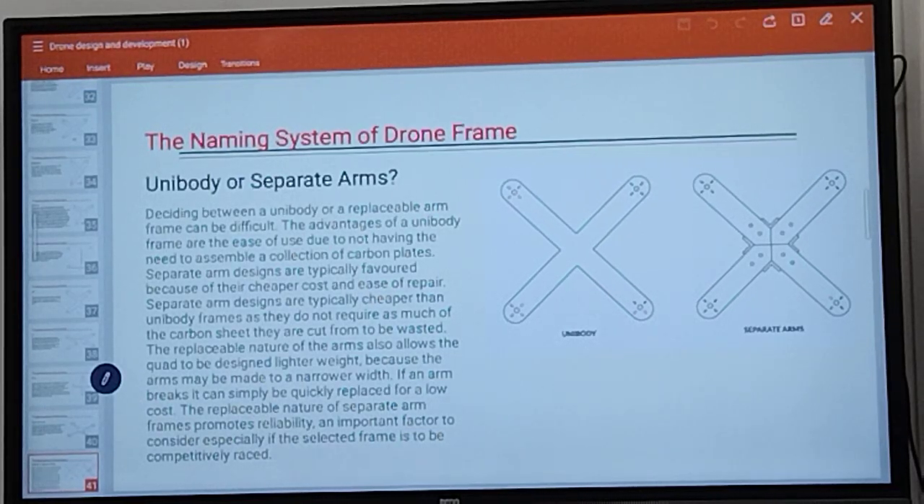may be made with a narrow weight. If an arm breaks, it can simply be quickly replaced for a low cost. The replaceable nature of separate arm heads promotes reliability. An important factor to consider, especially if the separate head is to be completely replaced.